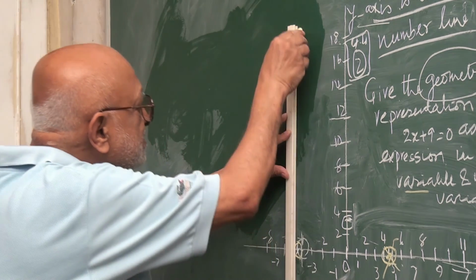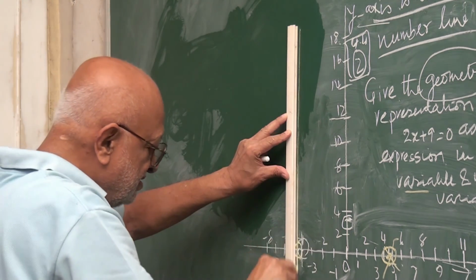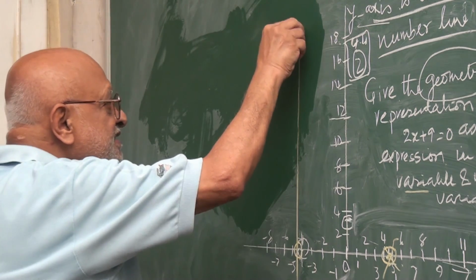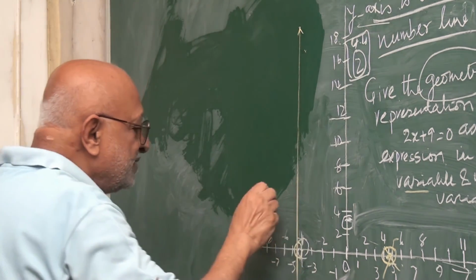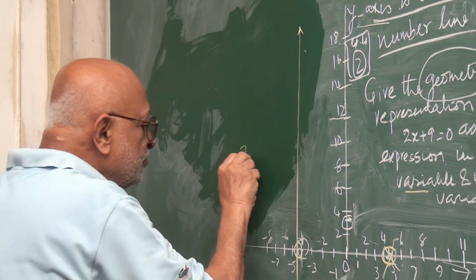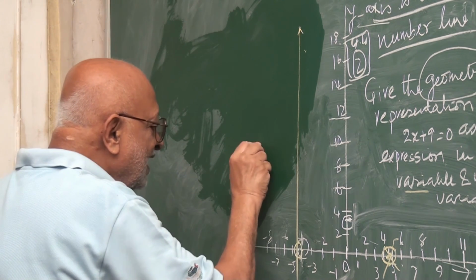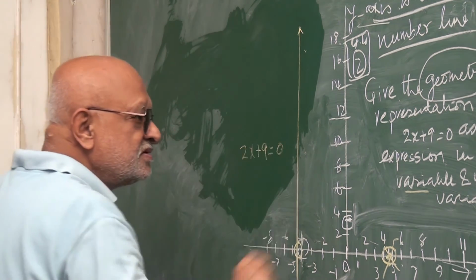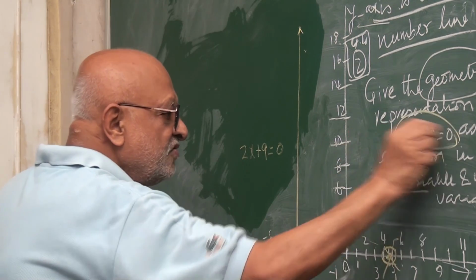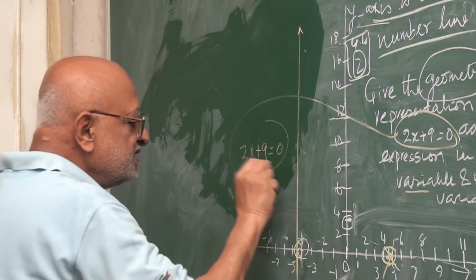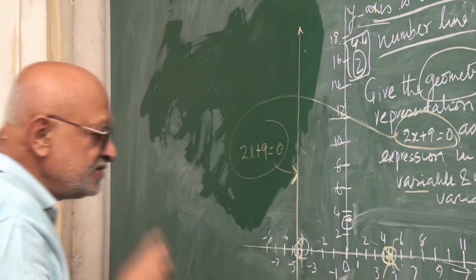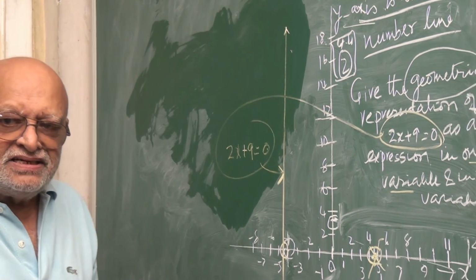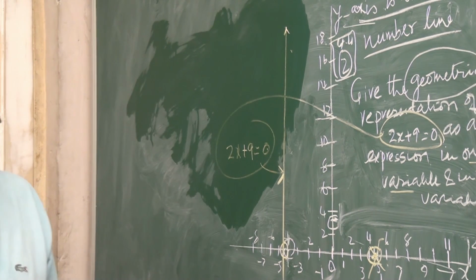Okay, done? So this is your graphical representation of 2x plus 9 equal to 0. This is the graphical representation of the whole. I think we will stop it here and then we will continue in our next video.